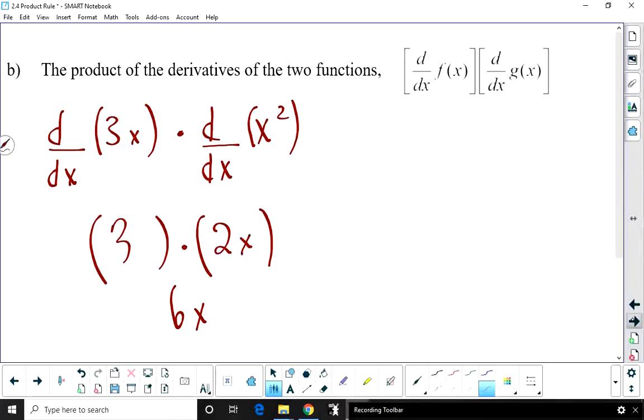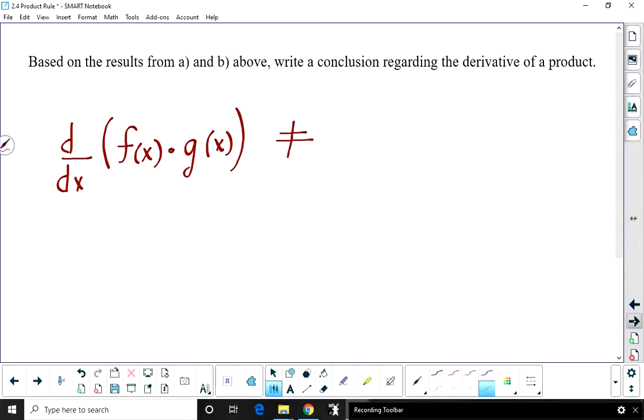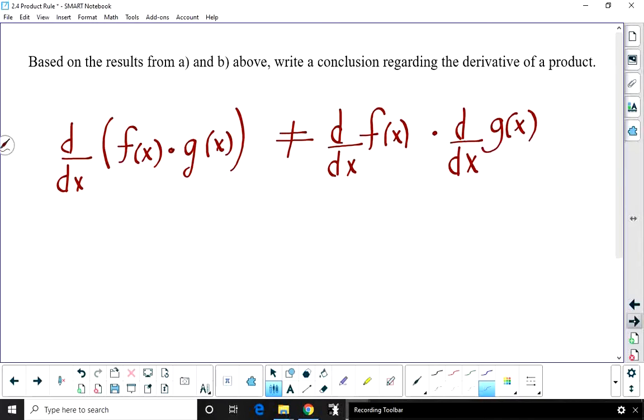And that's the overriding lesson here: the derivative with respect to x of a product of two things is not the same as the product of the derivatives of the two things. And it turns out there's a rule for finding the derivative of a product. And this is what we're interested in here.